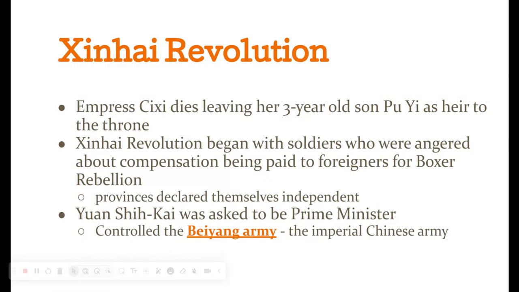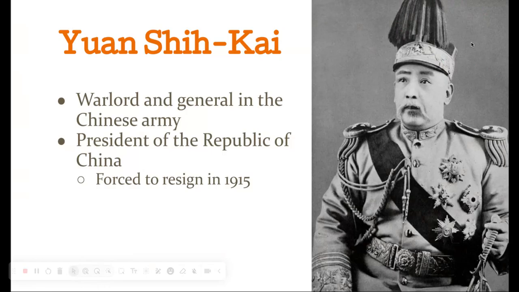Then we have the Xinhai Revolution, where the Empress Cixi died, leaving her 3-year-old son Puyi as heir to the throne, and a 3-year-old doesn't really know how to run a country, so that led to all sorts of chaos. The Xinhai Revolution began with soldiers who were angered about compensation being paid to foreigners for the Boxer Rebellion. Provinces declared themselves independent, and Yuan Shikai was asked to be prime minister, so he controlled the Beiyang army, the Imperial Chinese army.